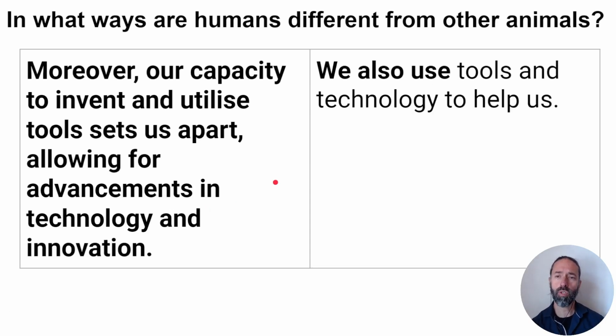Then the tools, we also use tools and technology to help us. Again, instead of using also, we're using moreover here. Our capacity to invent and utilize tools sets us apart. Again, far more complex language, sets us apart, allowing for advancements in technology and innovation. Again, technology and innovation, far more complex. Some grammar is also more complex, allowing us for our capacity to invent. So the language is far more complex.